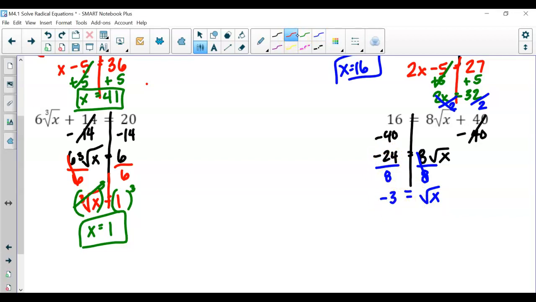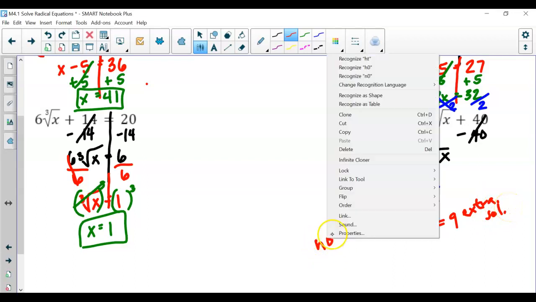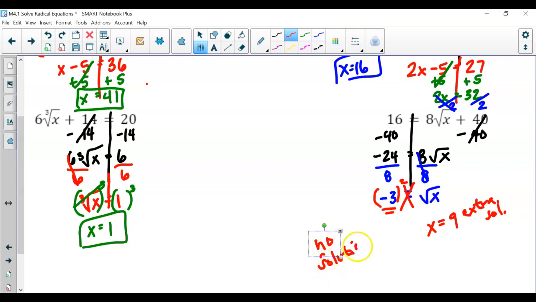Now you should have noticed this radical, square root, is equal to negative 3. For those who rushed and raised both sides to the second power and said x is equal to 9, what's wrong? This radical is equal to a negative 3. Can we take the square root of a value and get a negative value? No. So is this going to have a solution? No. So for those who said 9, because you raised this to the second power, this is an extraneous solution. So this equation technically has no solutions because, again, this radical cannot equal a negative value, because the square root of 9 will get you 3, not negative 3.